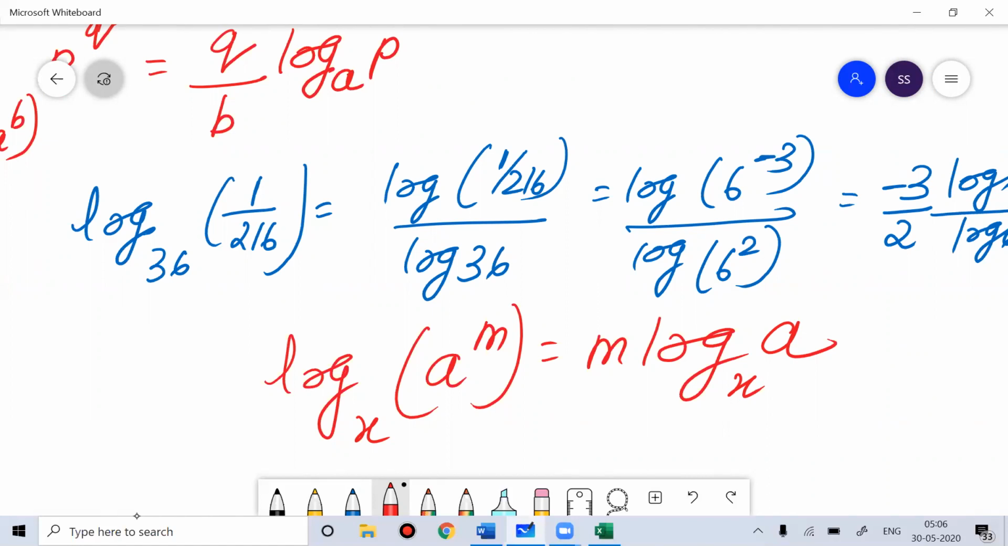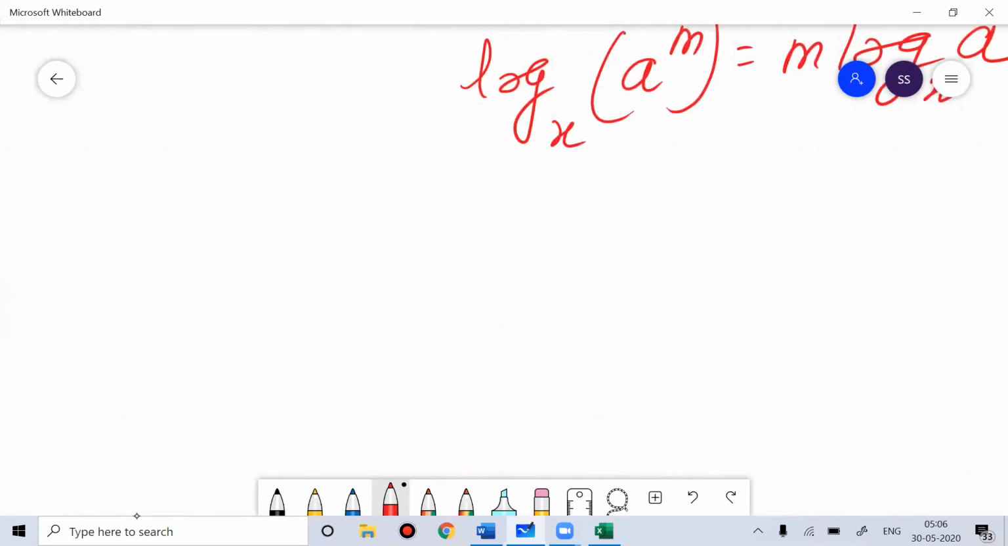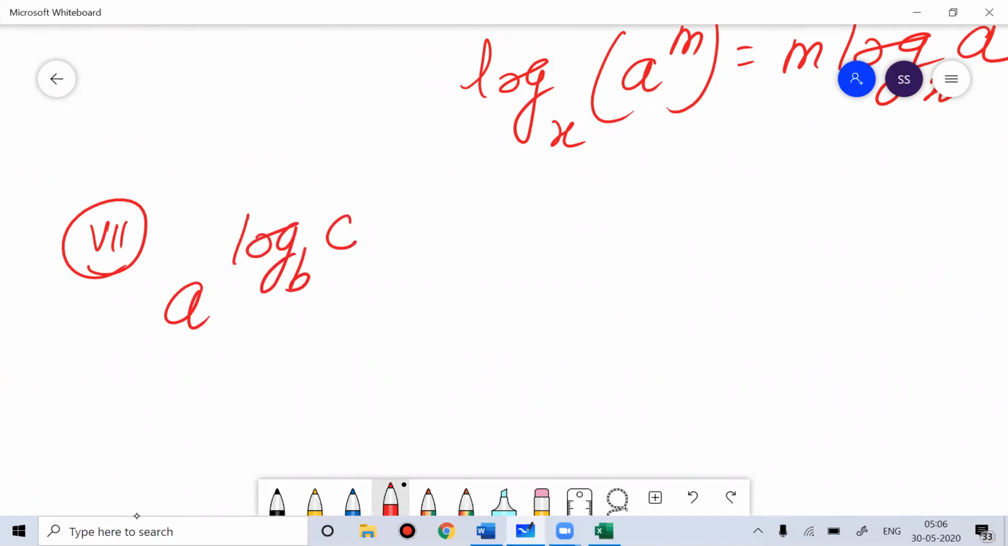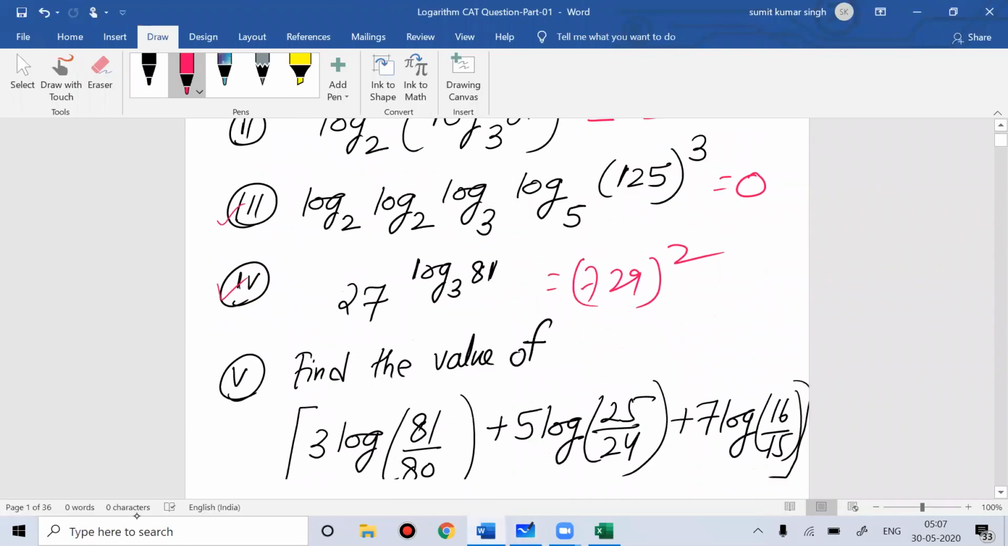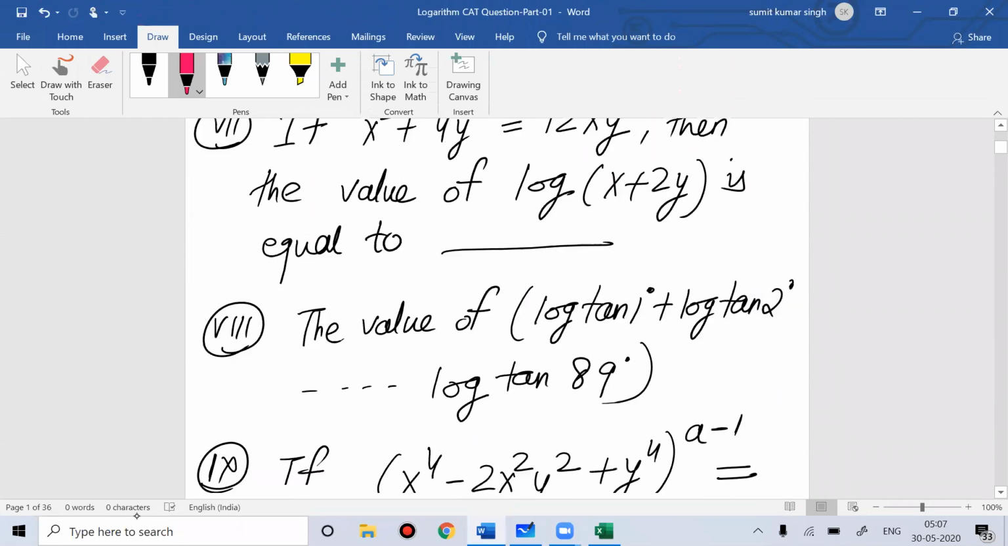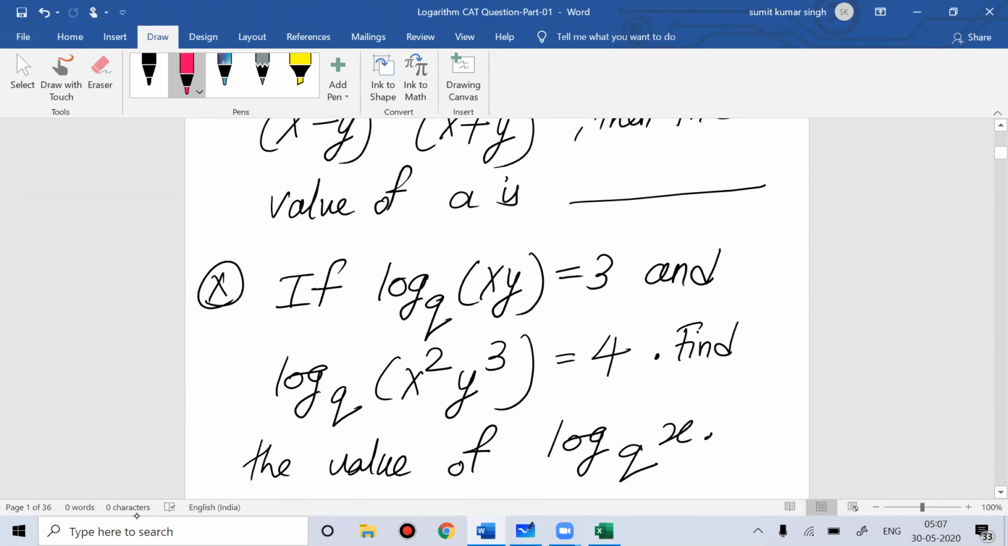Okay. So the next concept, property number 7, is a to the power log base b of c. A to the power log base b of c is nothing but c to the power log base b of a. A lot of questions in the exam come from this concept, so this concept becomes very important for you. I can show you some questions based on that.